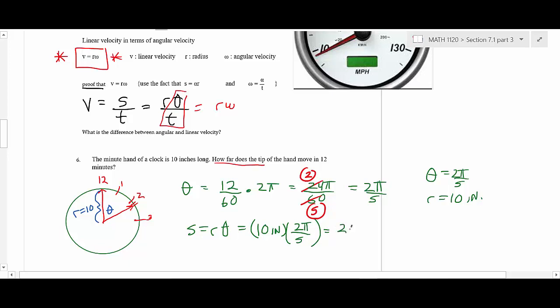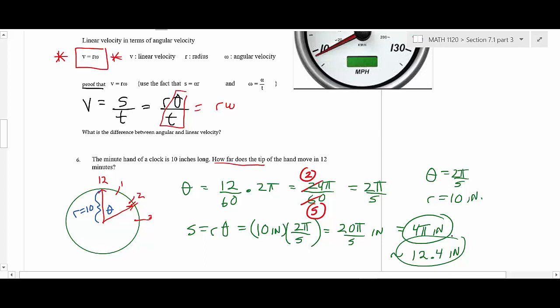If you go straight across, you would have 20 pi over 5. So that would divide out to 4 pi inches, okay? So that would be an answer. Now you could take your calculator. If you did 4 times pi, I'm going to round it to 1 decimal, that's approximately 12.4 inches, okay?